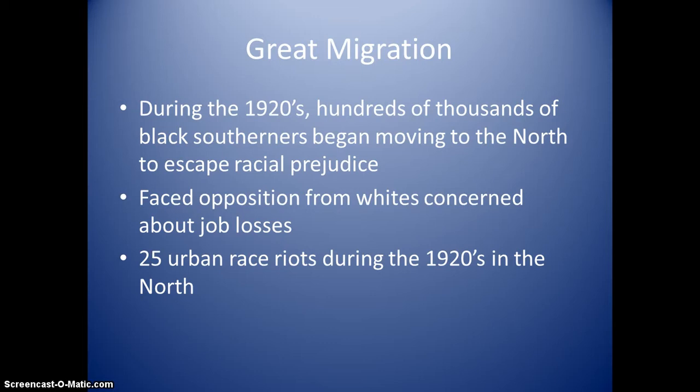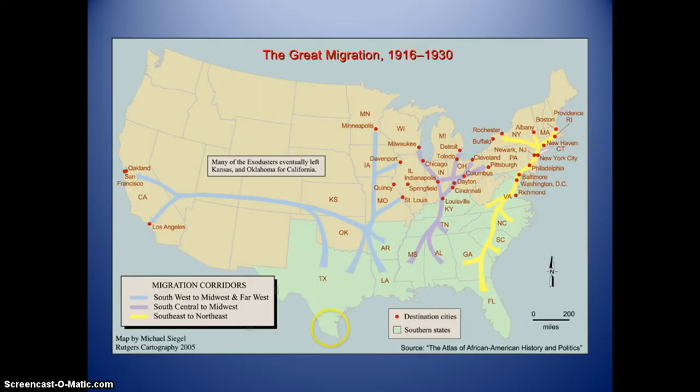And with this competition, there's a lot of violence. Anytime somebody is trying to take your job, or you think there might be somebody trying to take your job, there's a lot of fear, and fear breeds hatred, and hatred breeds violence. And so there were a lot of race riots in the 1920s throughout the North: Cleveland, Chicago, Detroit, basically any of the big industrial centers where they had a lot of manufacturing jobs.